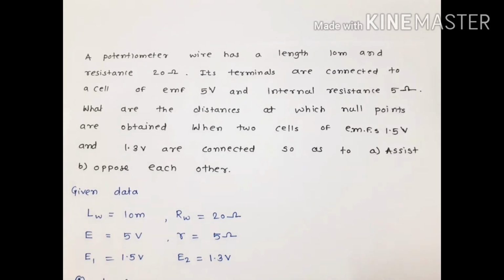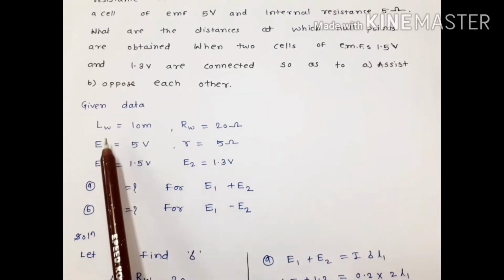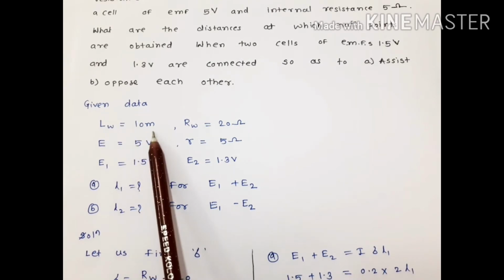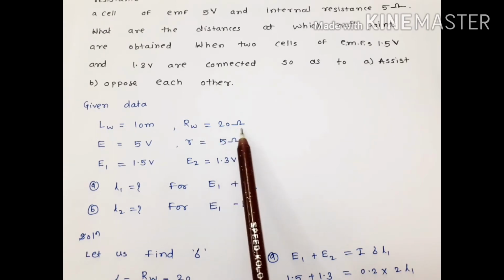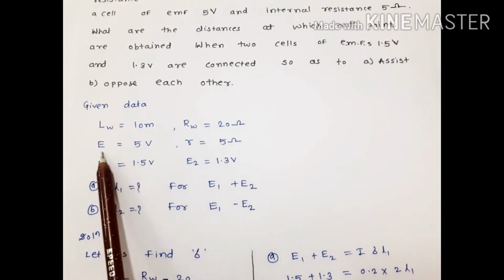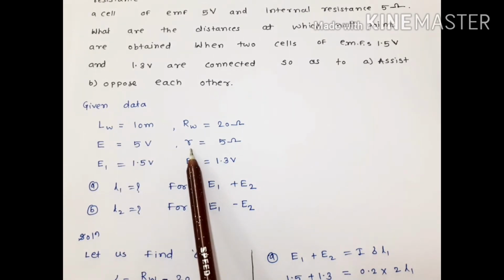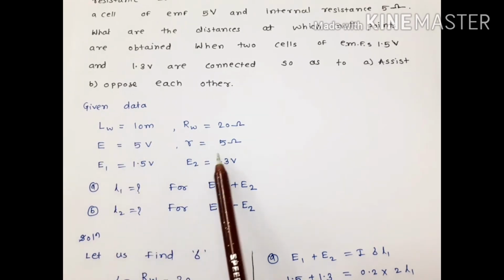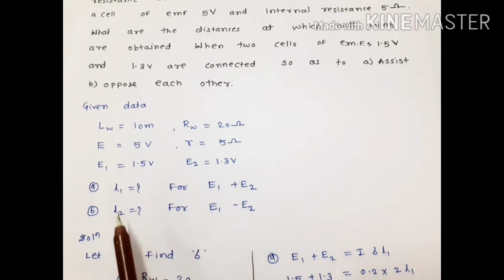From this problem, let us write the given data. Length of the wire, LW, is given, it is equal to 10 meter. Resistance of the wire is given, it is equal to 20 ohm. The EMF of the driver cell is 5 volt, and the internal resistance of the driver cell is equal to 5 ohm. E1 is 1.5 volt, E2 is 1.3 volt.